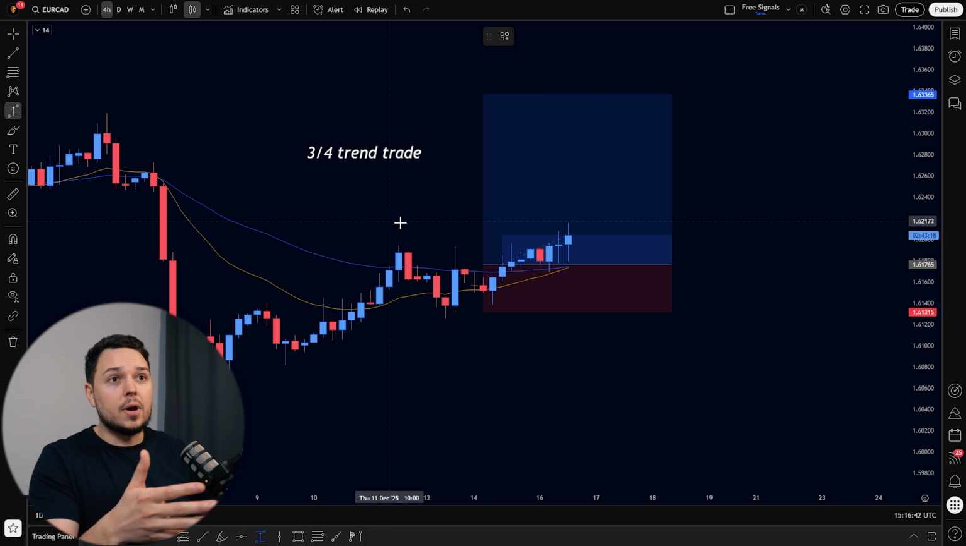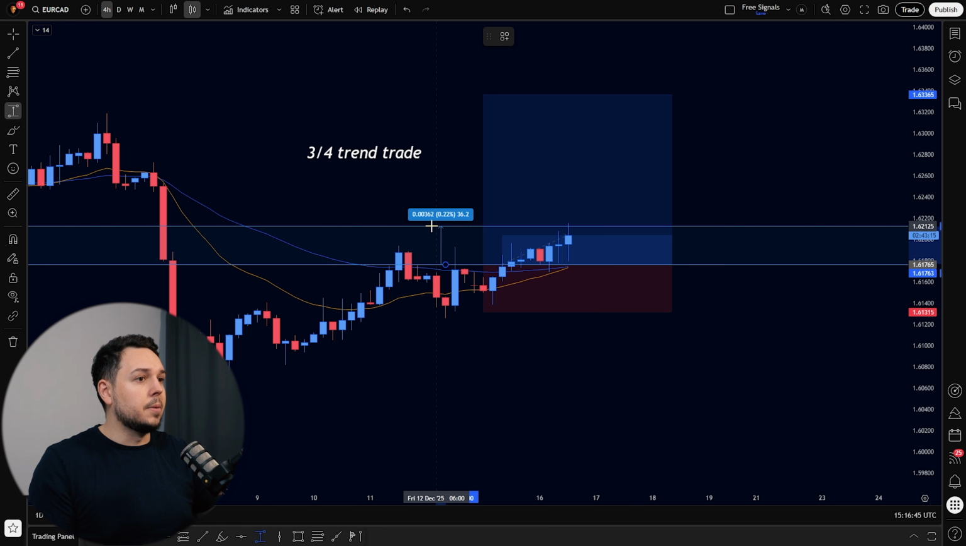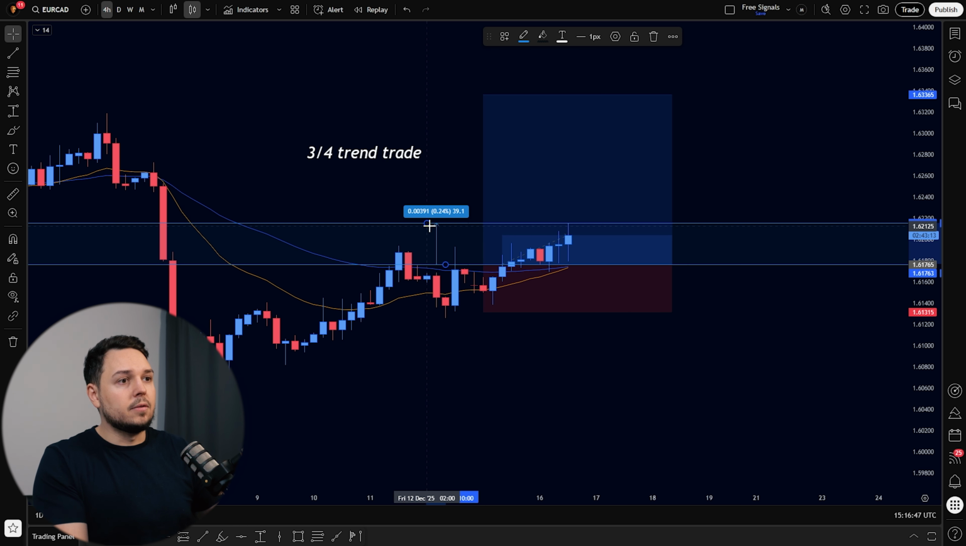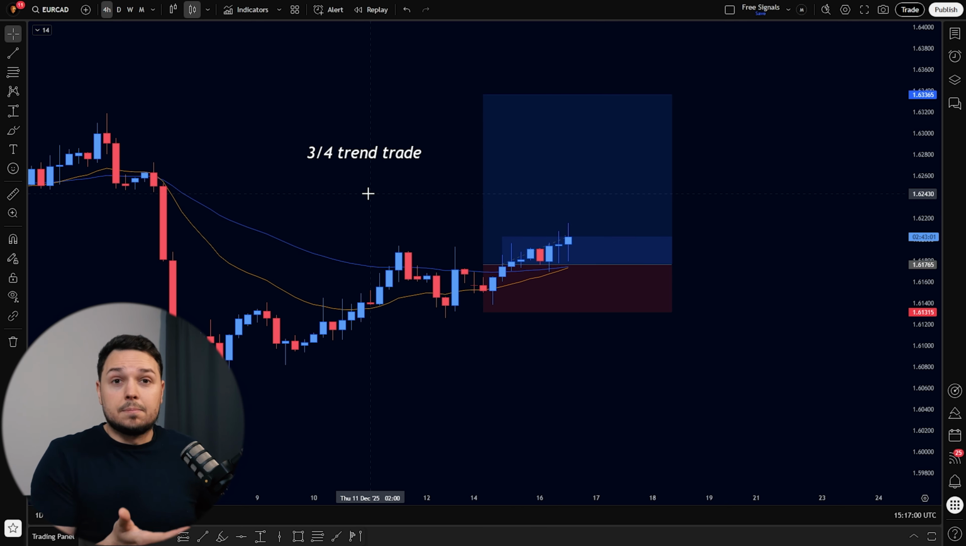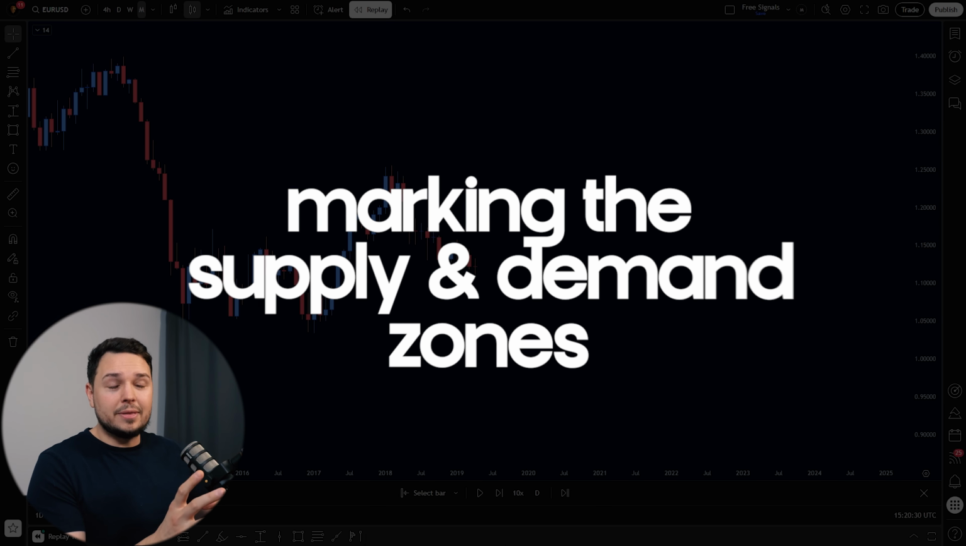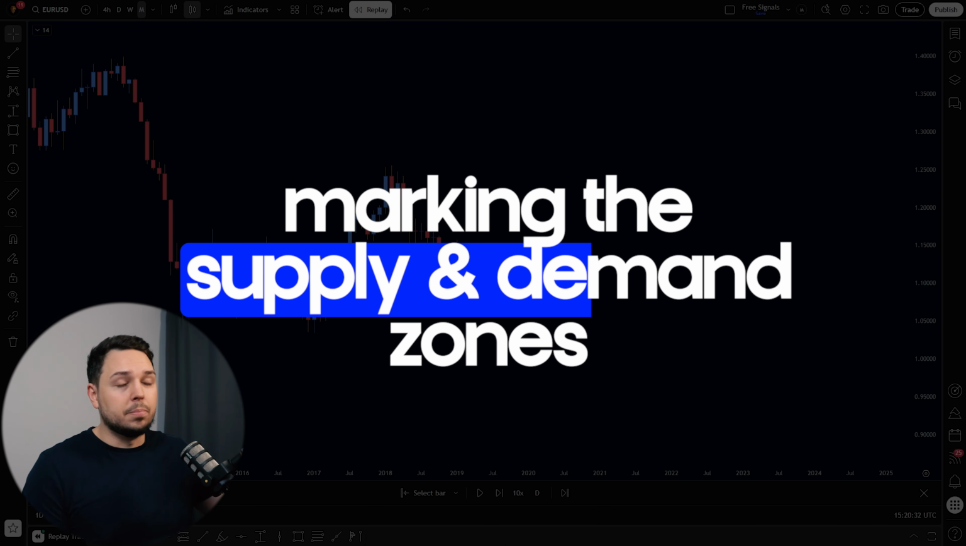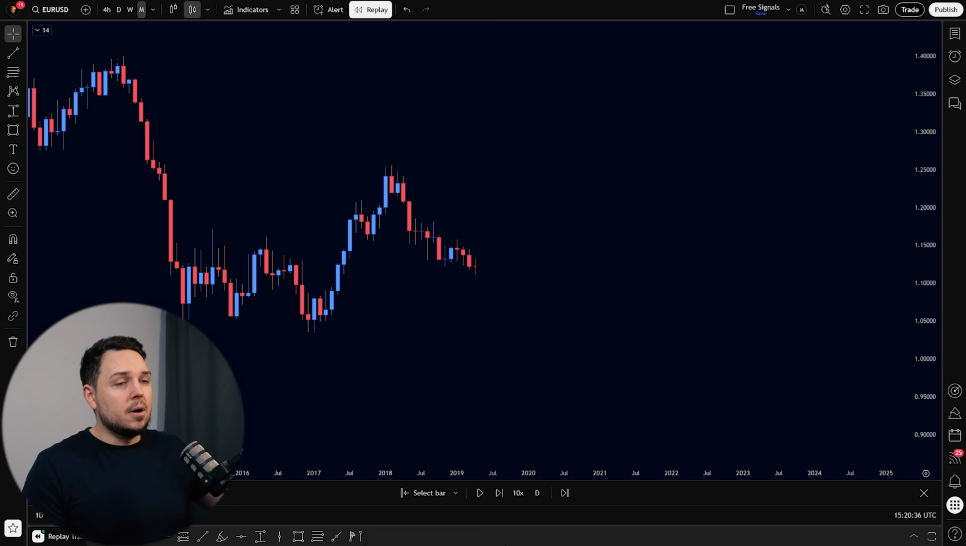And this actual trade on EuroCAD was sent in my VIP group on Monday. 39 pips, as you can see, in profit. Proof is in the pudding. So after doing all that, only then do I start marking my supply and demand zones. I typically begin with the monthly and weekly time frames.